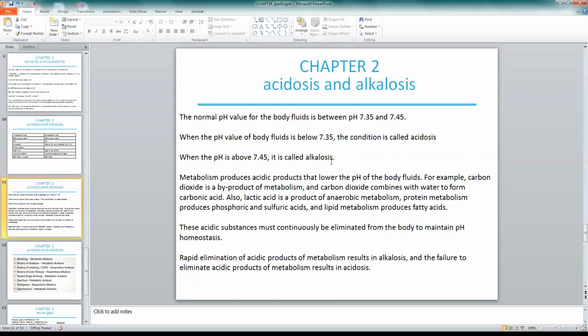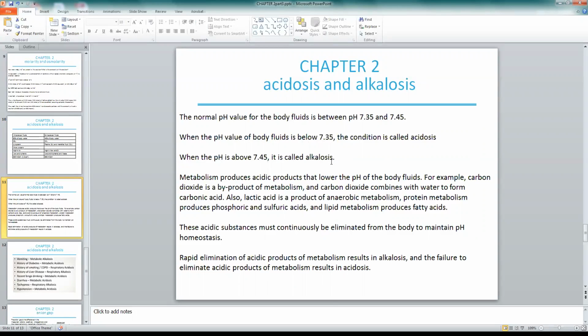So if I think about metabolism, metabolism is going to produce acidic products that lower the pH of body fluids. An example of that would be carbon dioxide. As I respirate out carbon dioxide, that's going to combine with water and form carbonic acid. Another example would be lactic acid, which is a product of my anaerobic metabolism. And protein metabolism also produces phosphoric and sulfuric acids. And my lipid metabolism would produce fatty acids. So these are all examples of ways in which, by going through metabolism, my body produces acids that contribute to changing the pH.